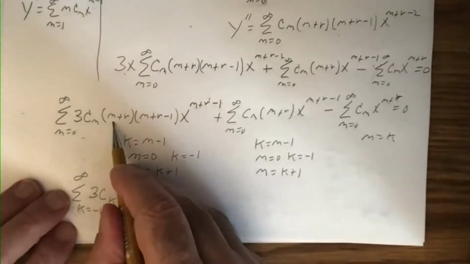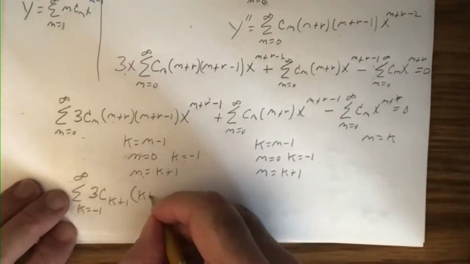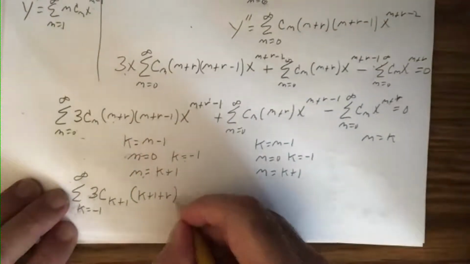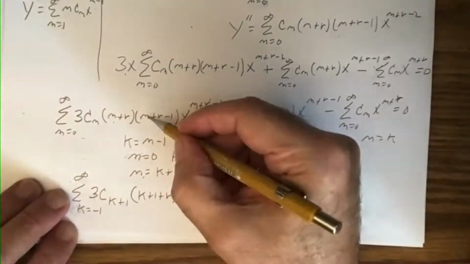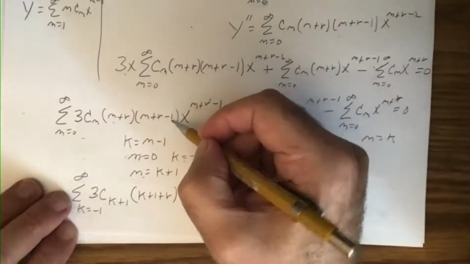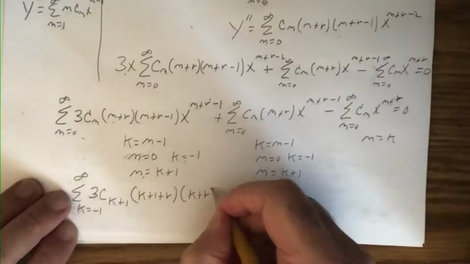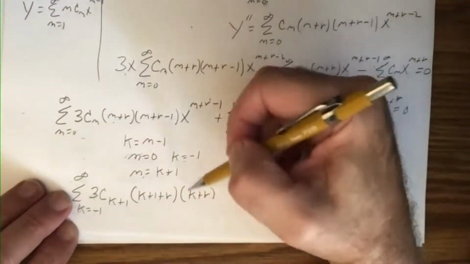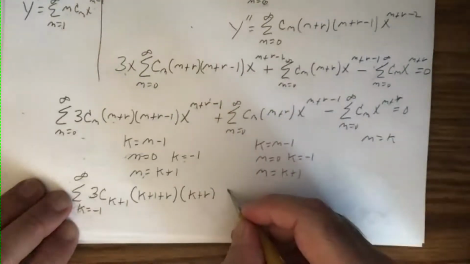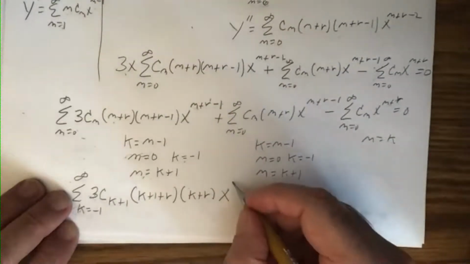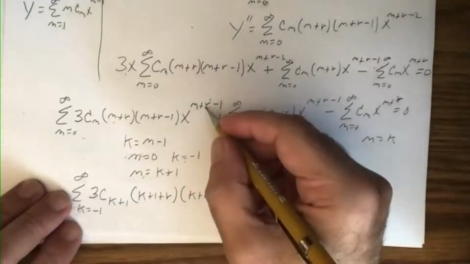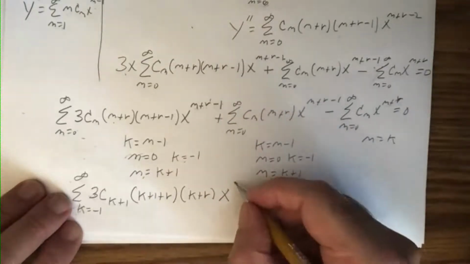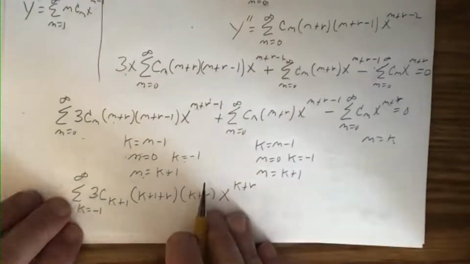Now this is going to be a k plus 1. I'm replacing the n with a k plus 1, plus r, but I got a -1 here. So this is k plus 1 minus 1, so this is just k plus r. And now I got x to the k plus r. That's the way I set this up.